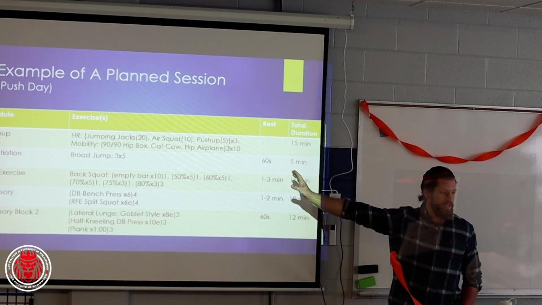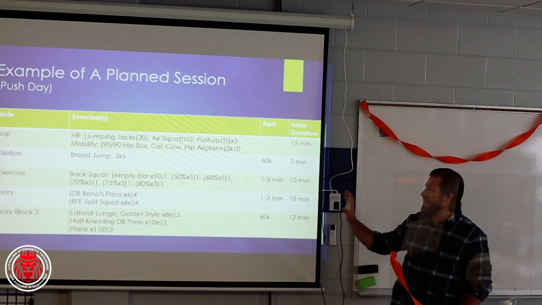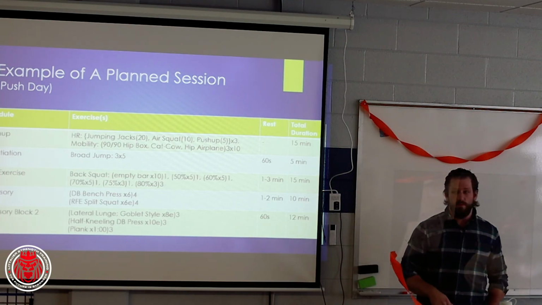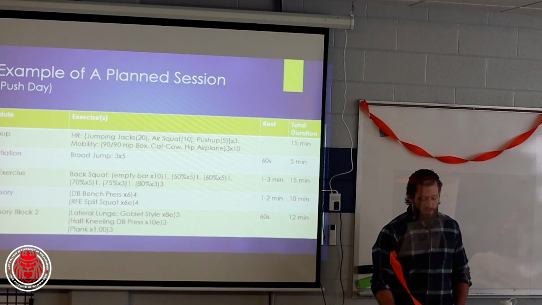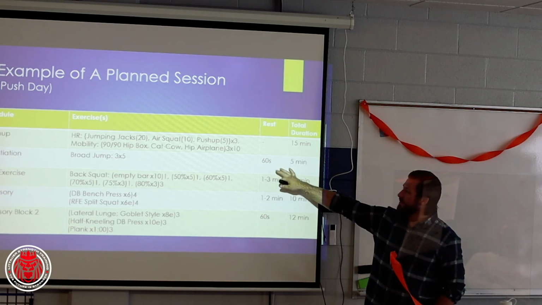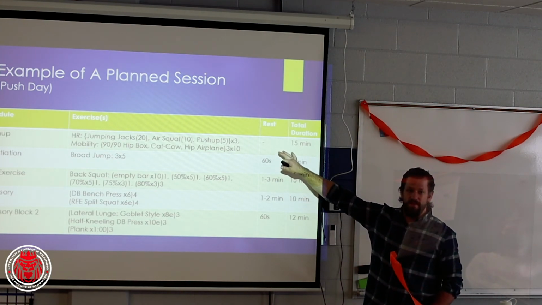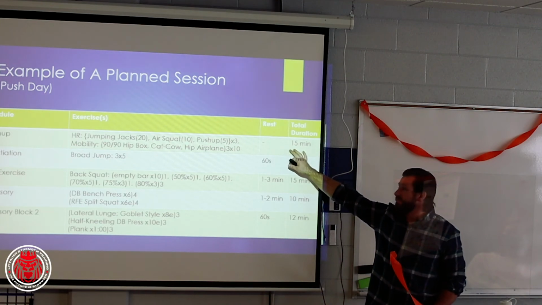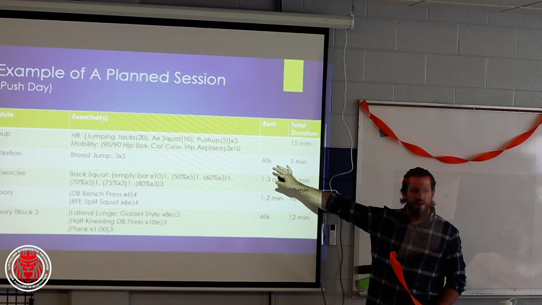The cat-cow is going to take care of my spinal mobility. And then hip airplane is going to take care of a little bit more of that hip stability and control, okay? Now notice, no rest here, right? Roughly, this should take about 15 minutes, and you can allot that time for that.